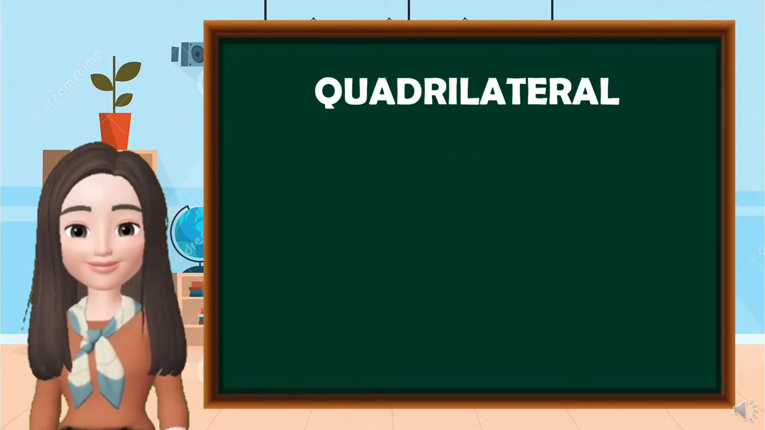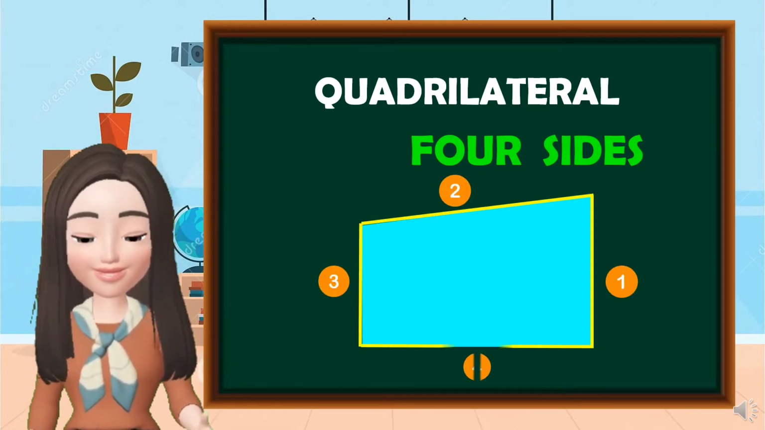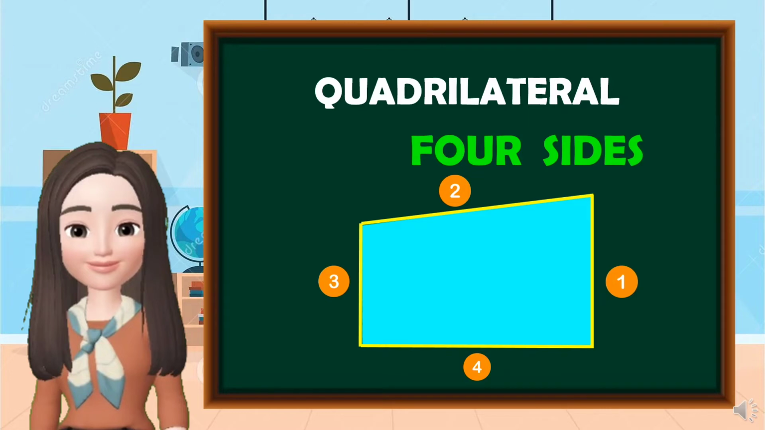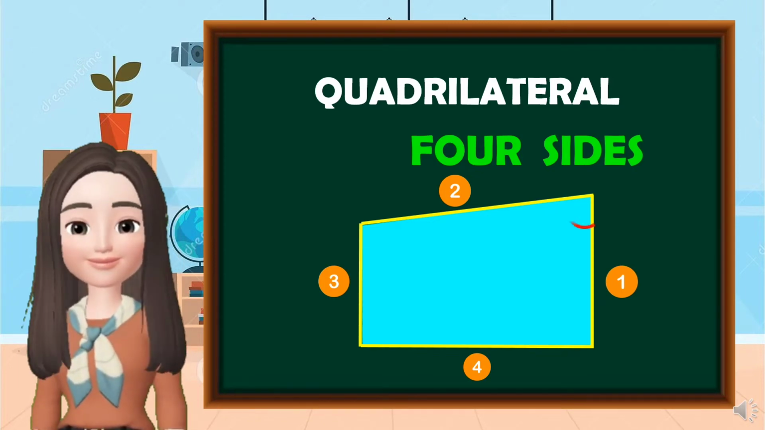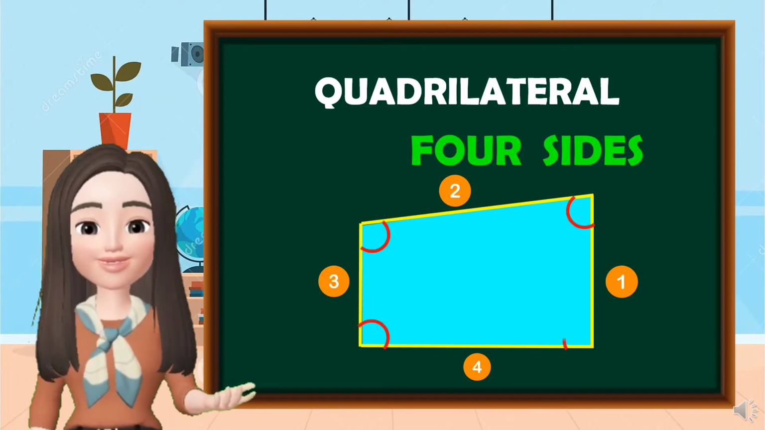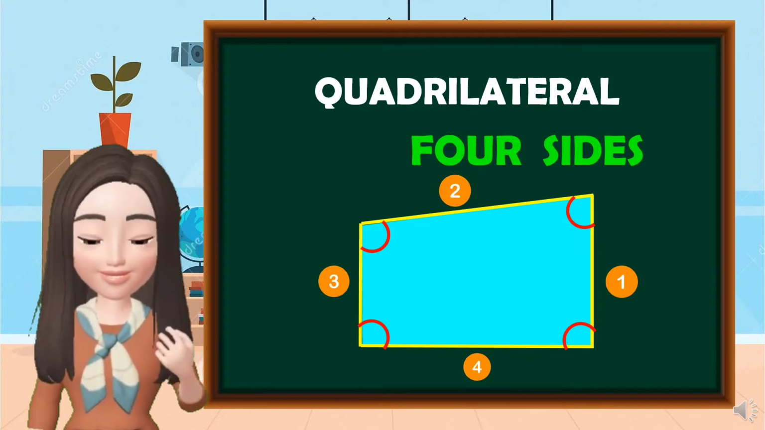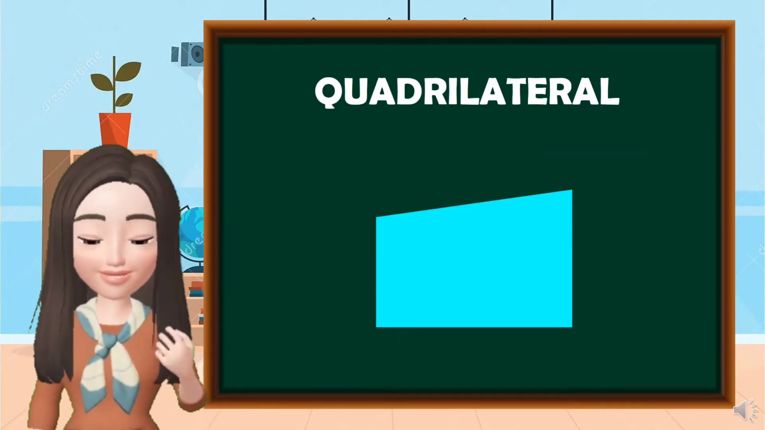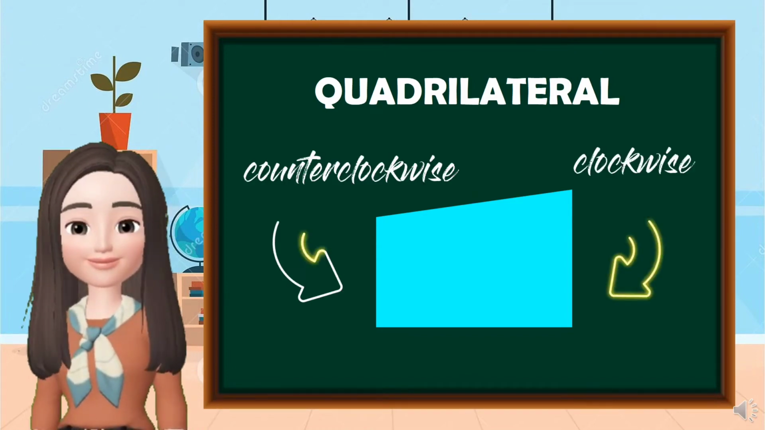A quadrilateral is a plane mathematical figure with 4 sides. So these are the sides of our quadrilateral. If our plane figure has 4 sides, it is a quadrilateral. And of course, if it has four sides, it also has four angles. So again, a quadrilateral is a plane mathematical figure with four sides and four angles. A quadrilateral is named by taking vertices in order, either in clockwise or counterclockwise direction.